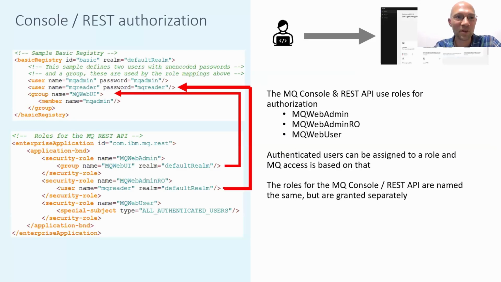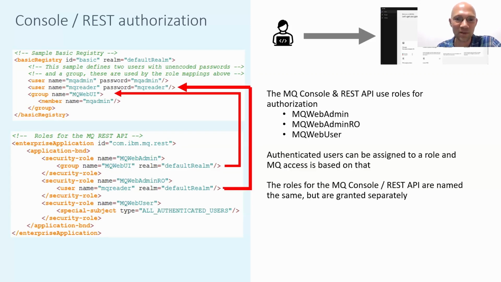Now, we talked about the MQ console and the REST API as well, and the fact that you need to set up authentication separately for your MQ console and the REST API, because this is in the MQ web server. You also have an authorization to consider here as well. And the way this is performed by the MQ console and the REST API is that they use role-based authorization. So each user that connects into the REST API or the console has to be granted access to a role.